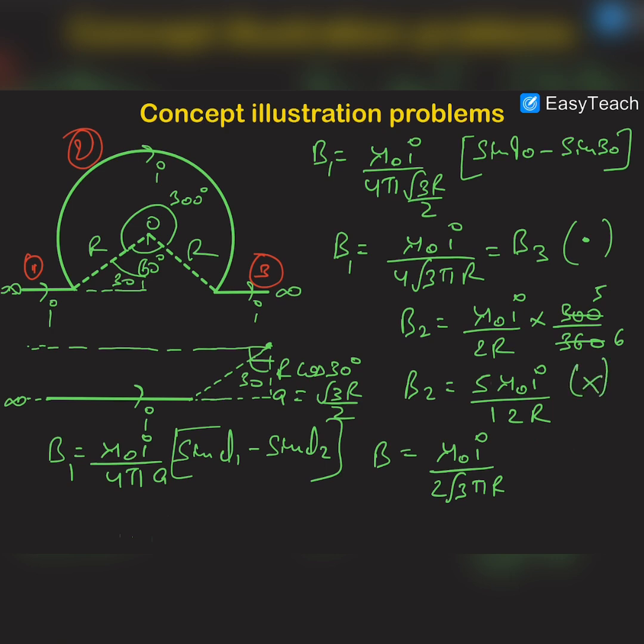So we can say that the magnetic field due to this ring will be inside the plane. And we can also predict that obviously B2 is greater than this B. So let us use a negative sign here and a positive sign here, 5 by 12 mu naught I by R, and the net magnetic field will be in the direction of the greater magnetic field. So the greater magnetic field is cross, so the net magnetic field will be in the cross direction.